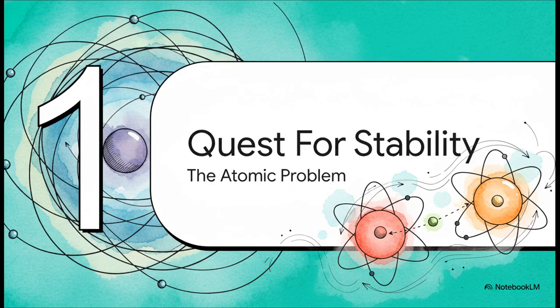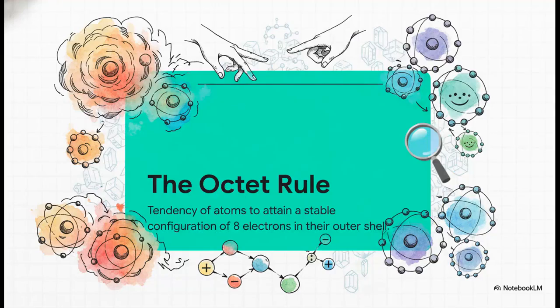Part 1. The quest for stability. The atomic problem. Let's get right to the root of the issue. Here is the absolute core of the problem. Most atoms are basically born unstable. They're totally restless and chemically reactive because their outermost layer, the valence shell, is incomplete. And this brilliantly explains their ultimate motivation. Atoms are constantly striving to satisfy what we call the octet rule. They just want to reach that perfect, chemically inert state of having exactly 8 electrons in their outermost shell.